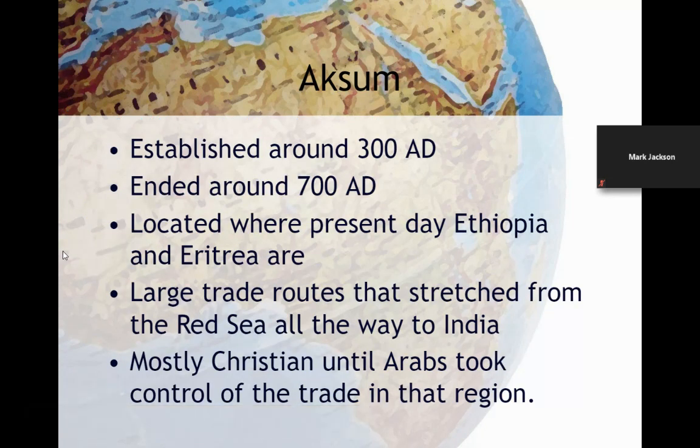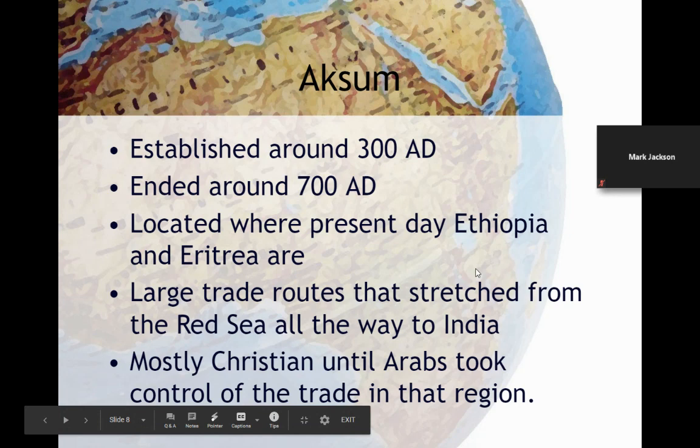So our first kingdom is the Kingdom of Axum. Axum was established around the year 300 and ended around the year 700 AD. It is located in the present-day countries of Ethiopia and Eritrea. They had major trade routes that stretched all the way from the Red Sea to India. Here's what's interesting about Axum: it is the only Christian nation or kingdom in all of African history. And they would be around until the Arabs took control of that region, which made them unique.